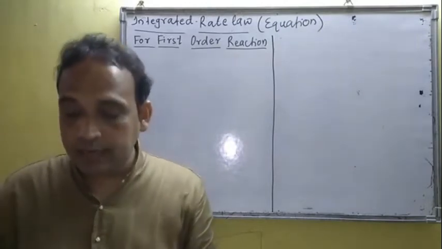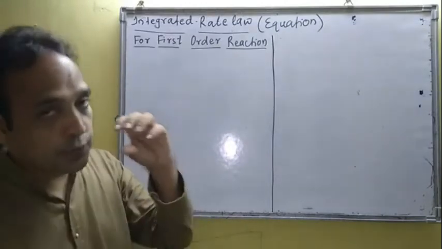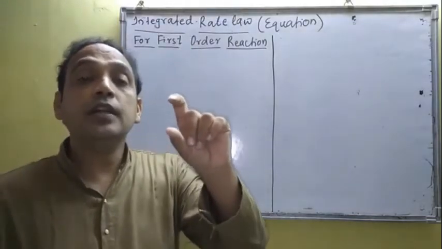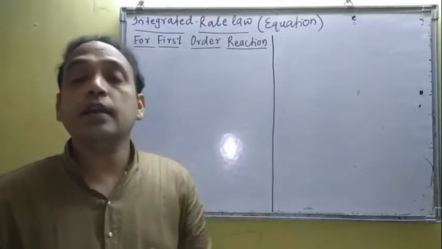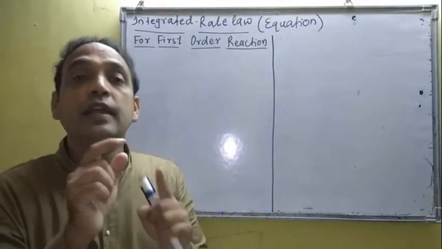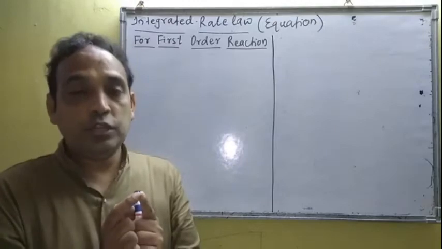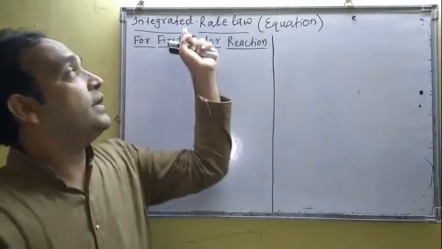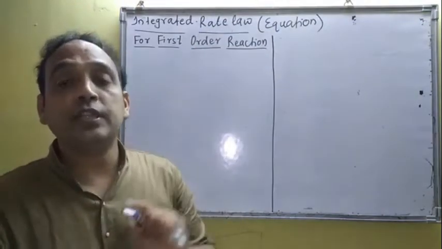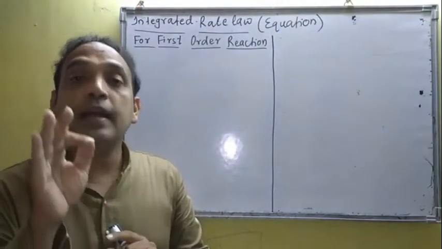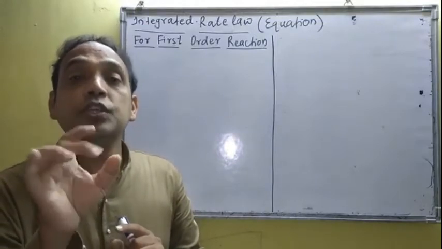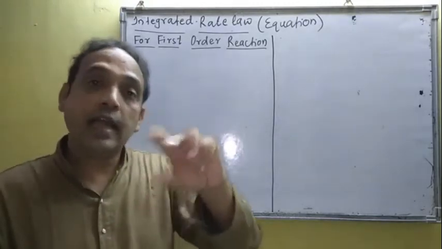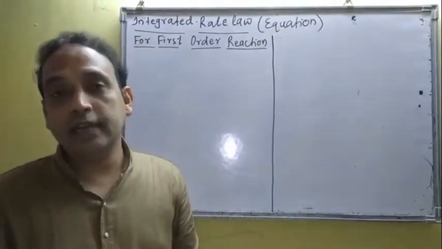The integrated rate law is the expression which is obtained by integrating the differential rate law and which gives a relation between concentration of reactant and time. That is called the integrated rate law equation.